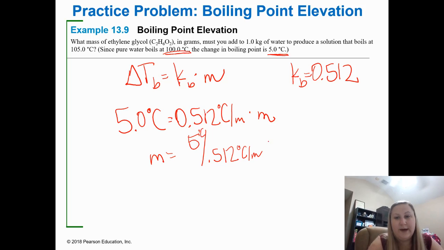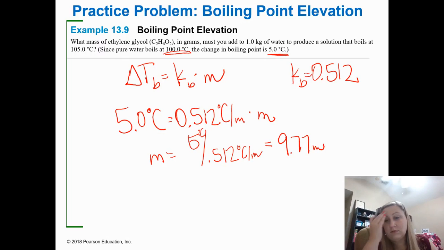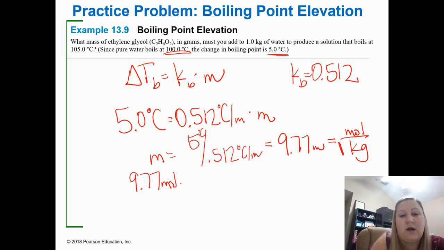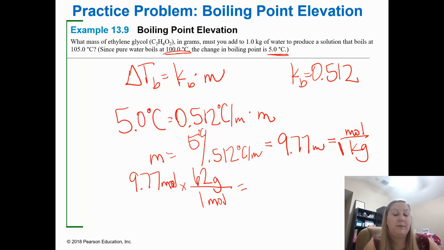So I get that the molal is 9.77. Remember, molal is moles per kilogram. But the kilogram they gave me was 1, which means 9.77 molal is the same as 9.77 moles in this scenario of our ethylene glycol. And then I've got to solve for mass because that's what it's asking for. And this was 62 grams. We did that mass earlier.